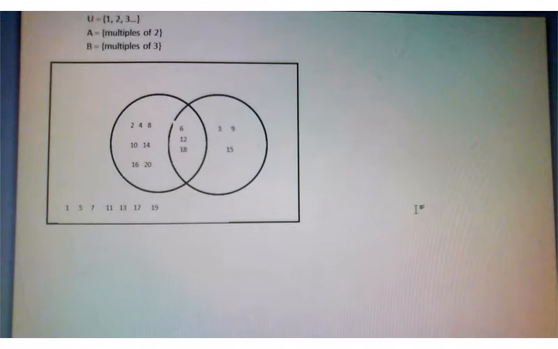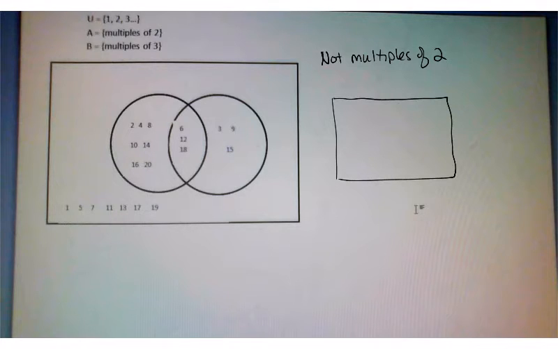And now we're going to talk about our last idea. What if I asked you to show where not multiples of 2 would live? Let's create our general Venn diagram here. And we can start with the shading.